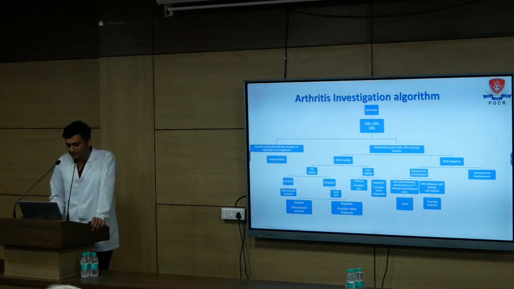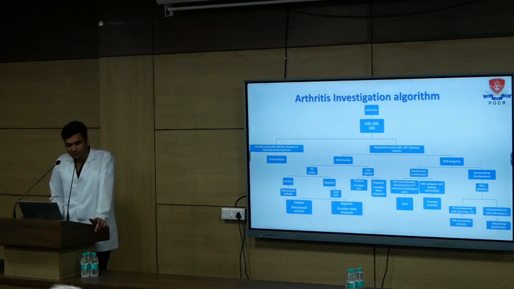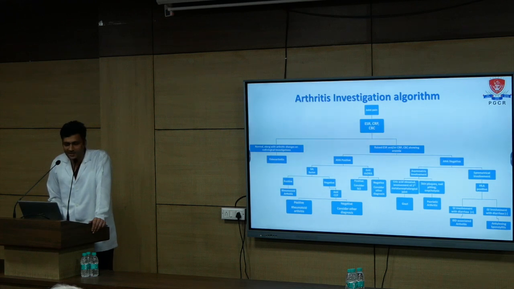Now, if it is symmetrical involvement, we will look for HLA gene mutation. If it is positive with GI involvement, we can consider it as IBD-associated arthritis. And in cases of no GI involvement, we can consider it as ankylosing spondylitis.